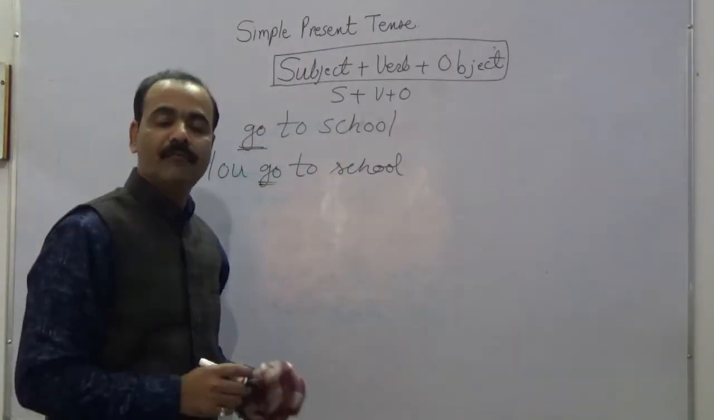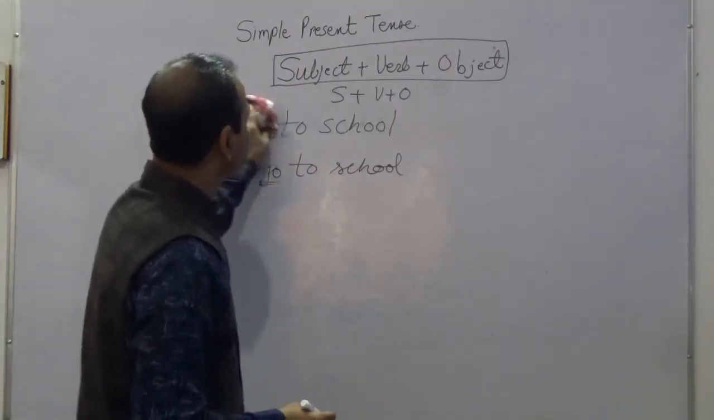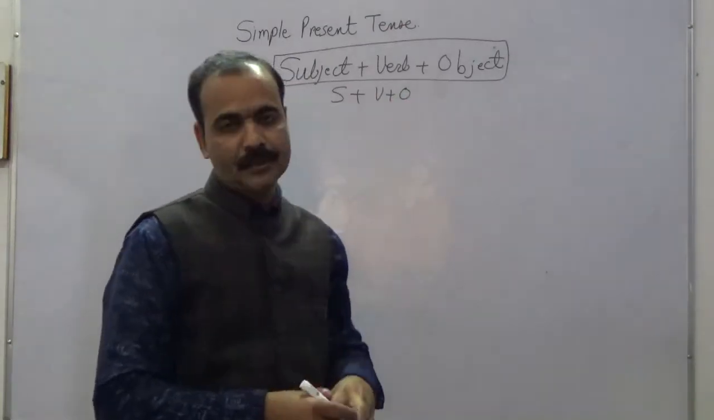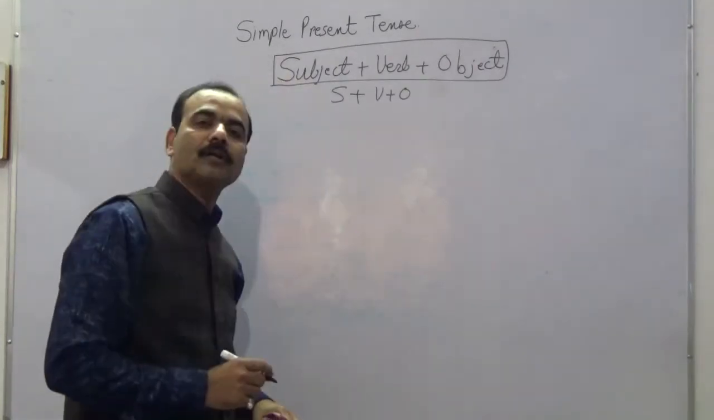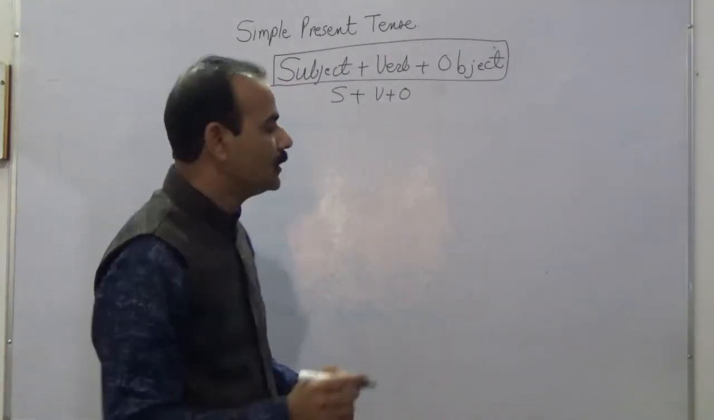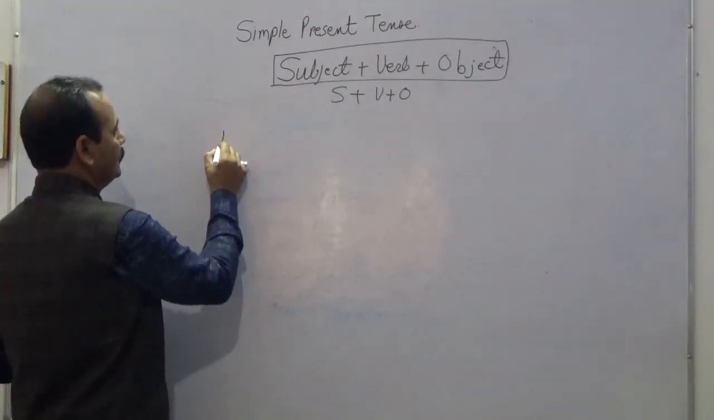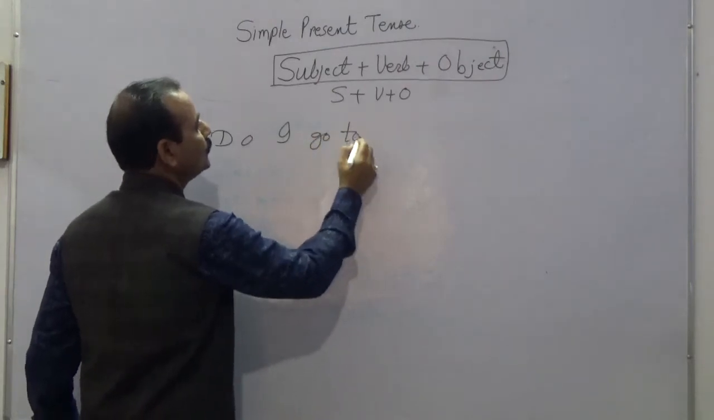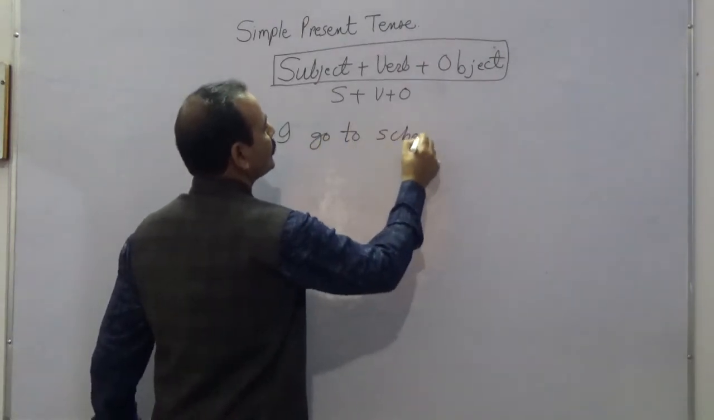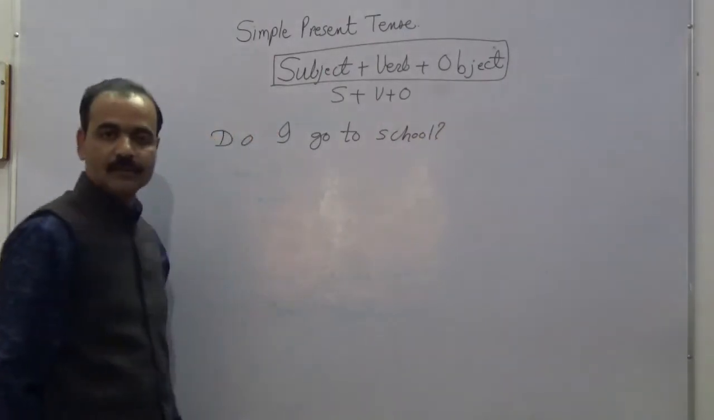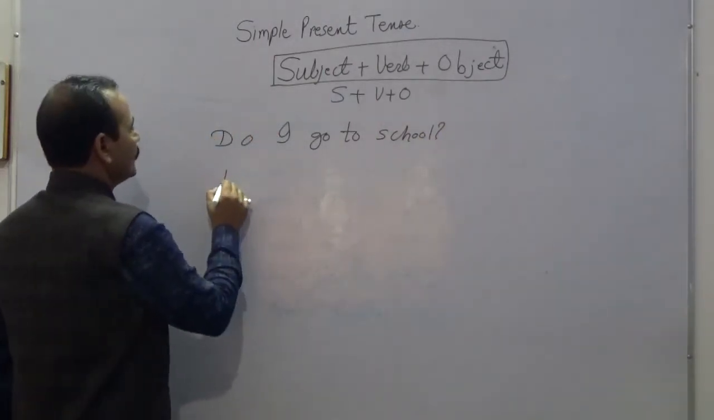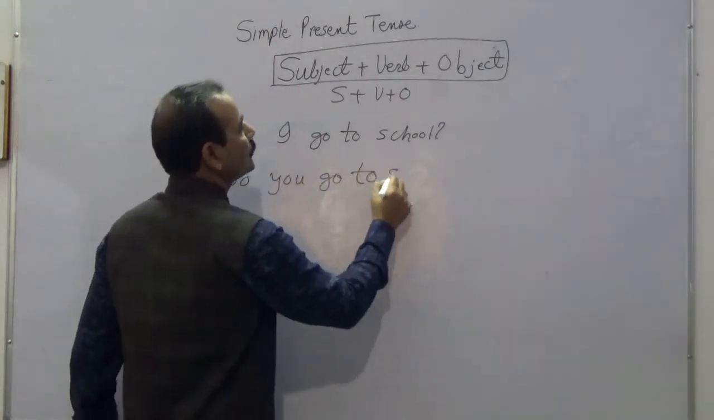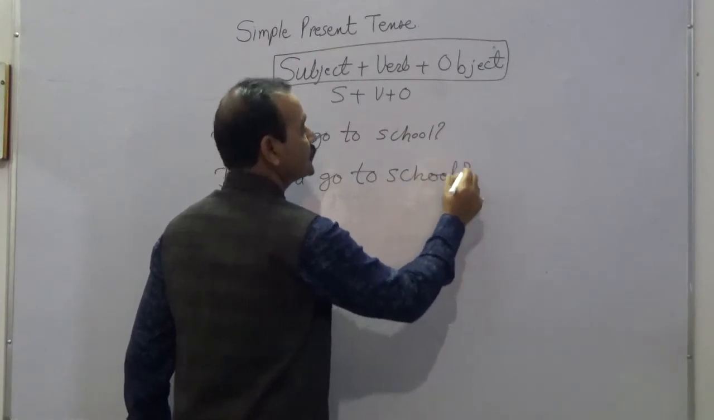This is about affirmative sentences. Now, let us take the example of an interrogative sentence. When we use an interrogative sentence and the subject is singular, let us see how it happens. Do I go to school? This is an interrogative sentence. Do you go to school? This is also correct.